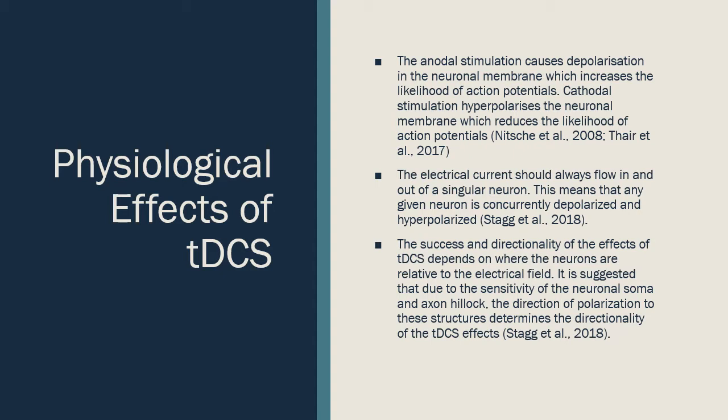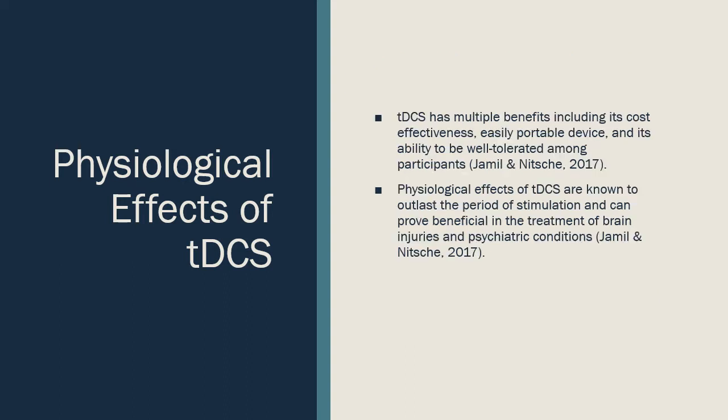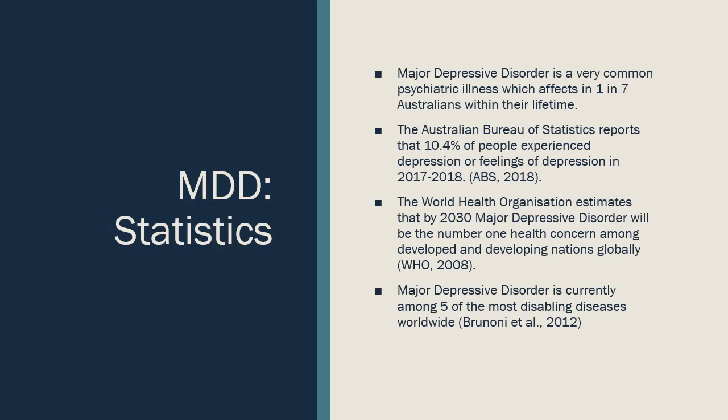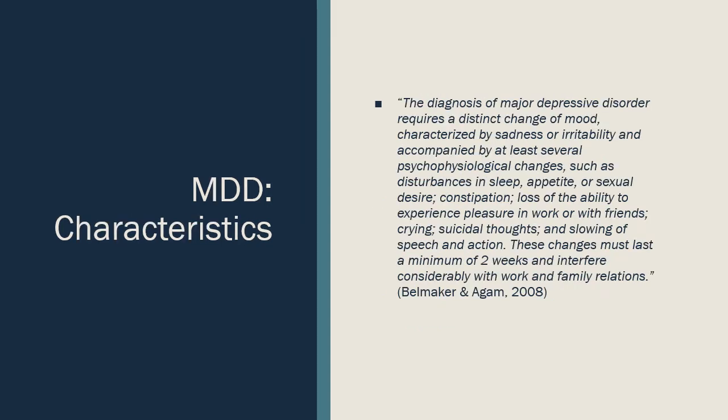electrical field. It's suggested that due to the sensitivity of the neuronal soma and axon hillock, the direction of polarization to these structures determines the directionality of tDCS effects. tDCS has multiple benefits, including cost effectiveness, an easily portable device, and being well tolerated among its participants. Physiological effects are known to outlast the period of stimulation and can prove beneficial in the treatment of brain injuries and psychiatric conditions. I've included statistics and characteristics relating to major depressive disorder if you'd like to have a look.